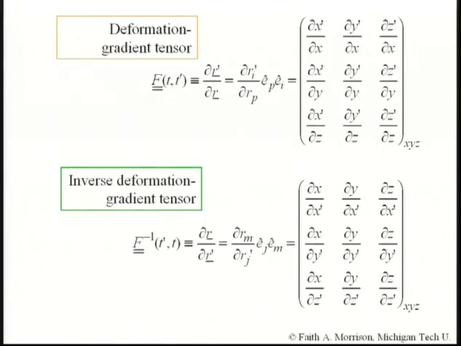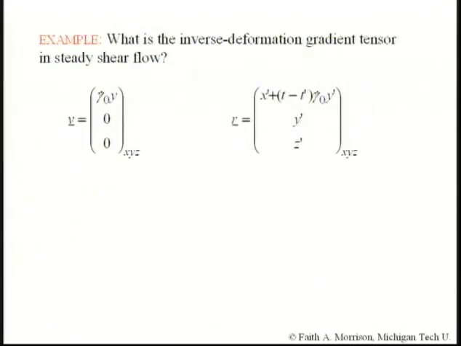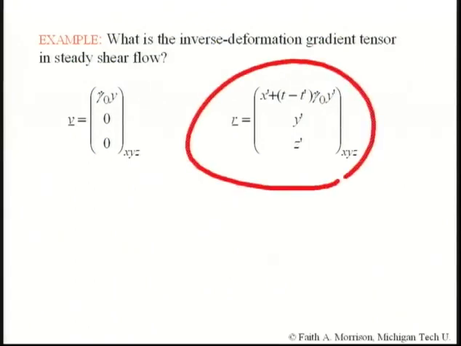Now, just mathematically, we can find the inverse of this tensor, again, employing the chain rule. And that tensor is this one, the inverse deformation gradient tensor. So they both, this one measures deformation from t prime to t. And we did a little practice on that, and we calculated it for shear flow.